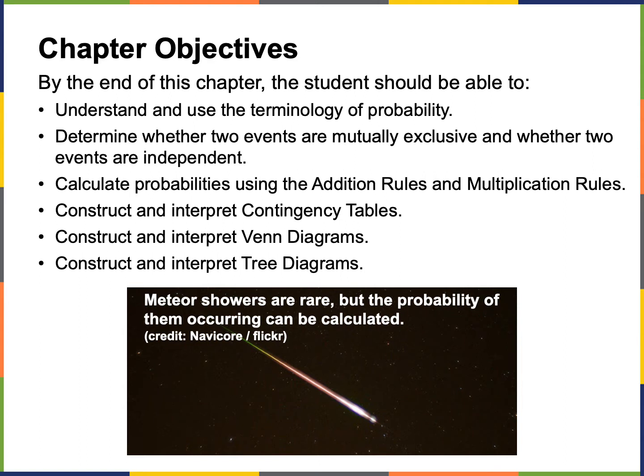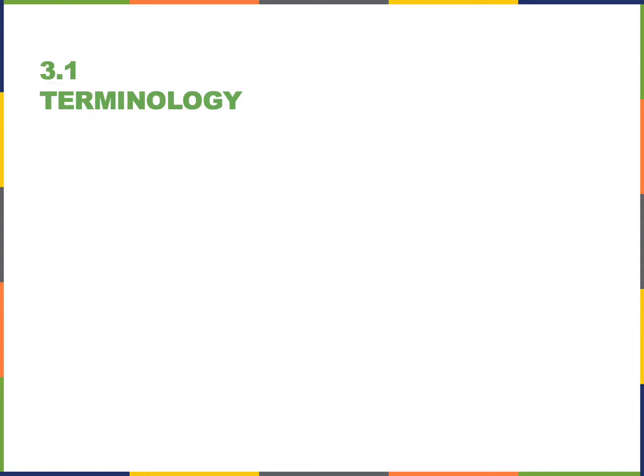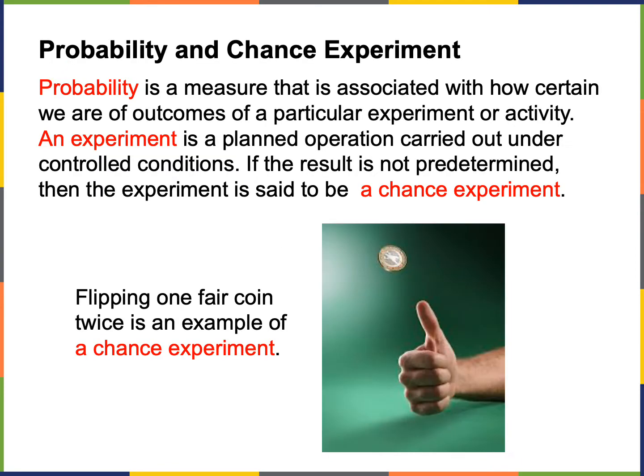For chapter 3, we're going to talk about what is probability and understand and be able to use the terminology. Then we're going to talk about mutually exclusive events and independent events. And then we're going to talk about the addition rule, multiplication rule, contingency tables, Venn diagrams, and finally tree diagrams. So let's begin with terminology.